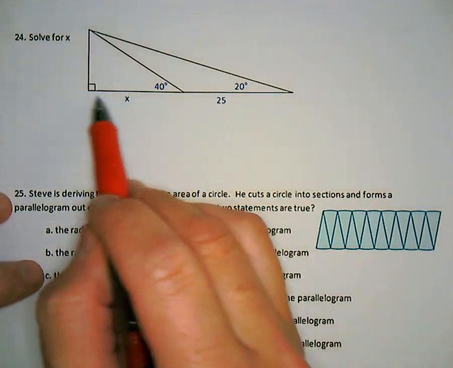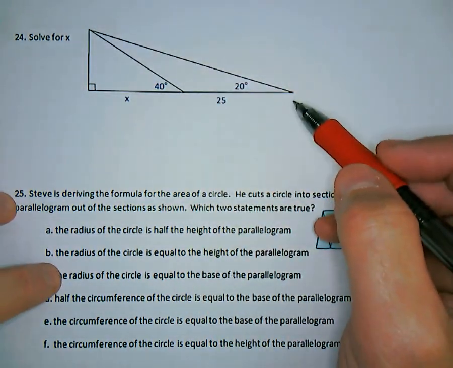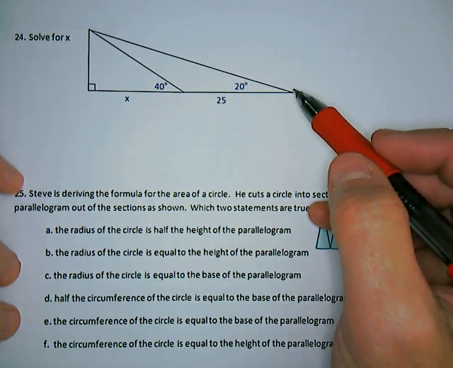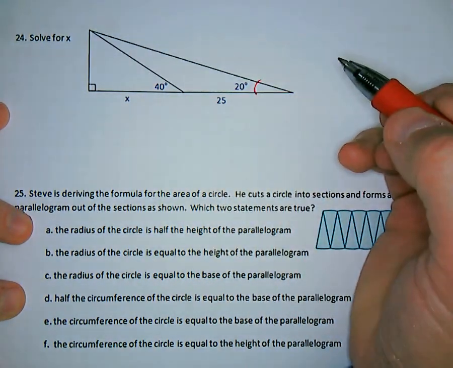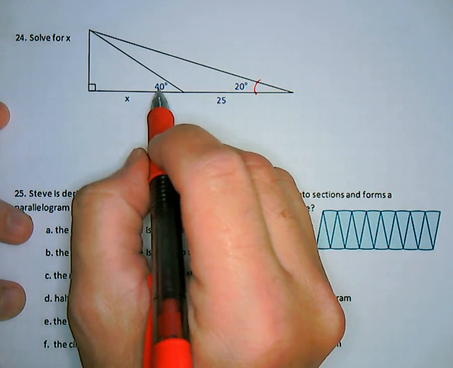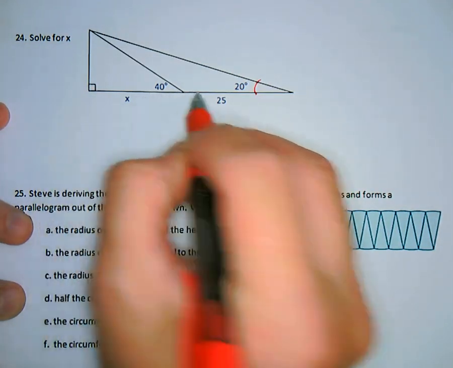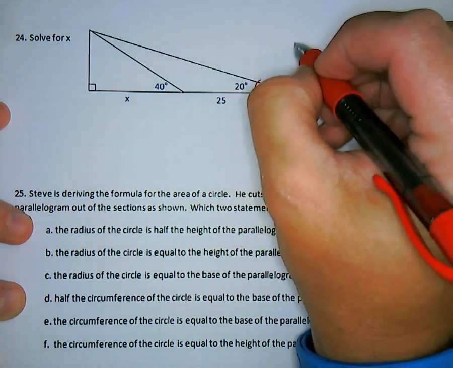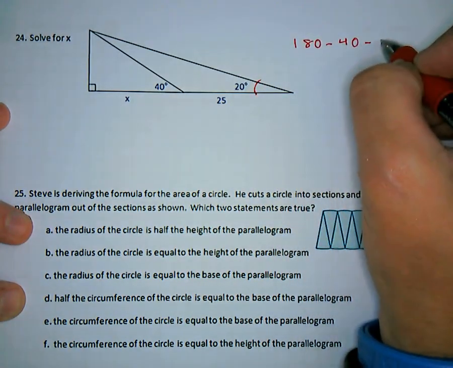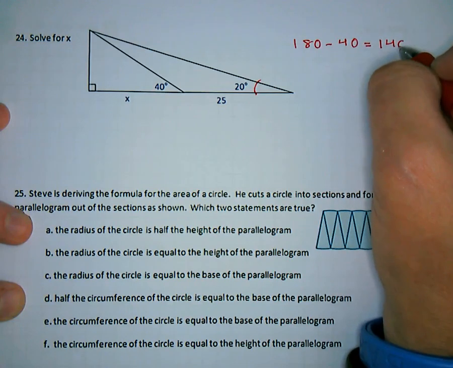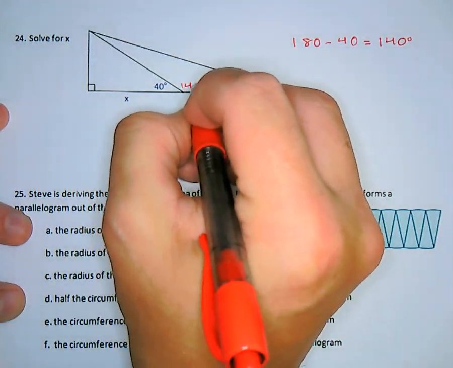So very often, we're going to work our way from outside in. So what do we know? Well, if this is a 20 degree angle, we know that this is 40. Well, if this is 40, this is a straight line. So we know that 180 minus that 40 is 140 degrees. So that means that this is a 140 degree angle here.